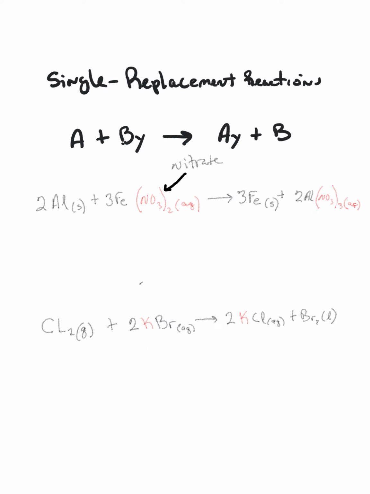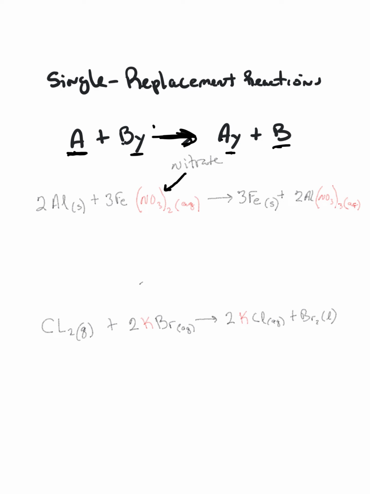Now we have a single replacement reaction. On a single replacement reaction, an example would be A plus BY. You have a reaction, and it yields AY plus B. So if you look on this side, you have the A element. There's no Y there. We have B with the Y. And on our product side, the A is now combined with the Y, and the B is now a single element.